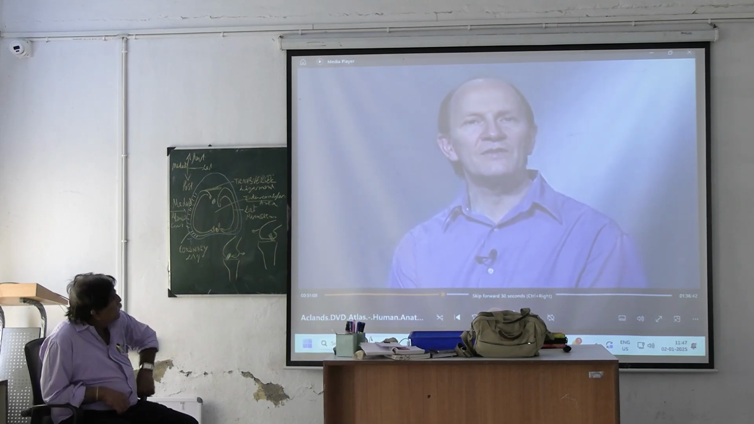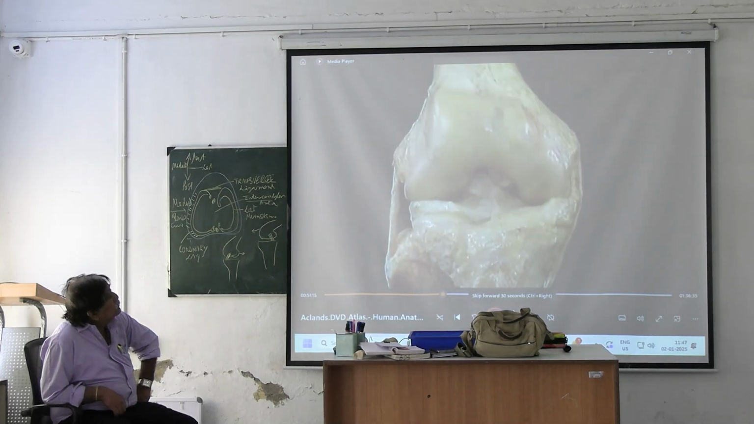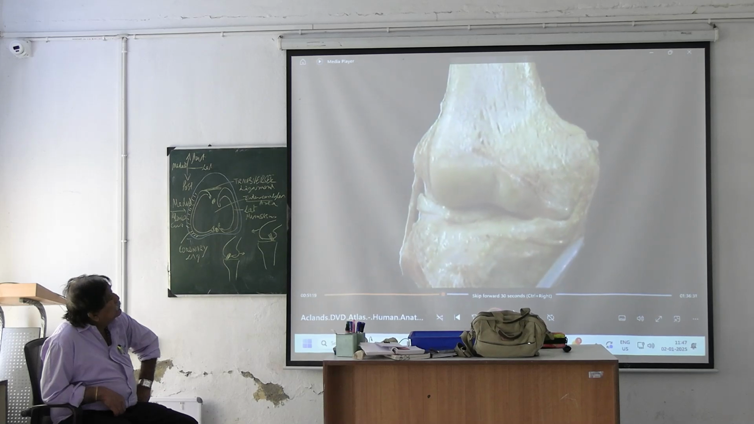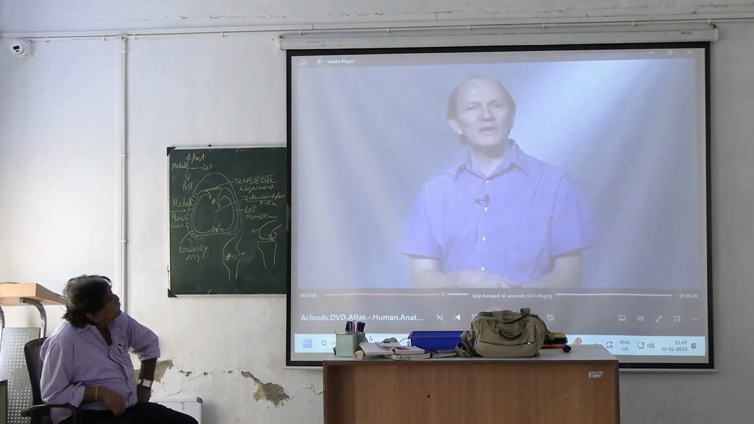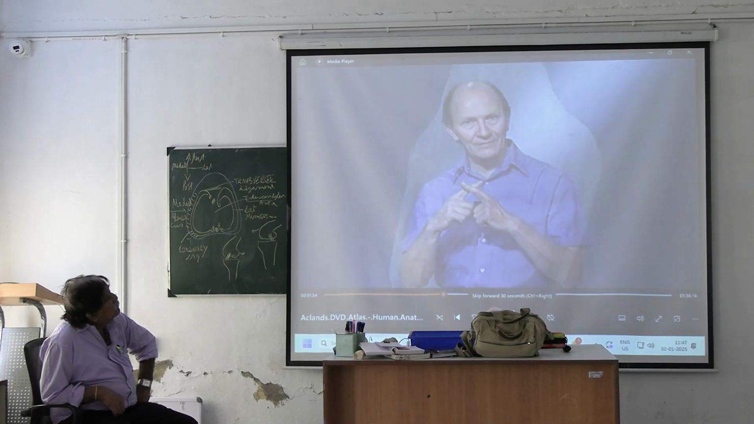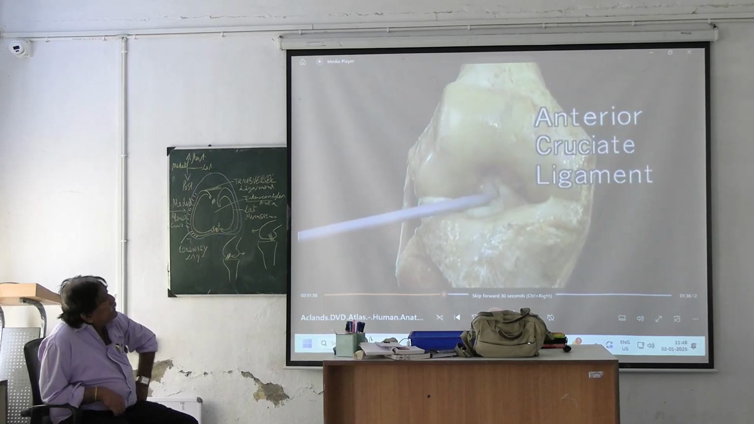Now let's look at the two sets of ligaments which hold the bones together at the knee joint. The two cruciate ligaments on the inside and the two collateral ligaments on the outside. We'll look at the cruciate ligaments first. They're the important structures which prevent forward and backward movement of the femur on the tibia. Their name comes from the fact that they form a cross, like this. Here's the anterior cruciate ligament, seen from in front.